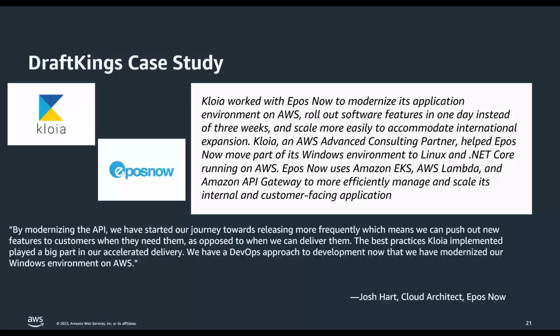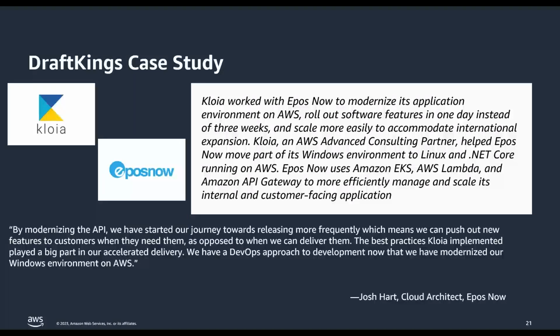And we have really great modernization stories with both ProServe and partners, but I want to dive into one such story with our advanced consulting partner named Cloya, and how they helped our customer EPOS Now modernize their Windows environment on AWS. So good to hear that we are able to work backward from our customers' needs and team up with our partners to help them meet their objectives. So can you tell me a bit more about the scenario at EPOS Now that you mentioned, and how we work with Cloya to help them modernize?